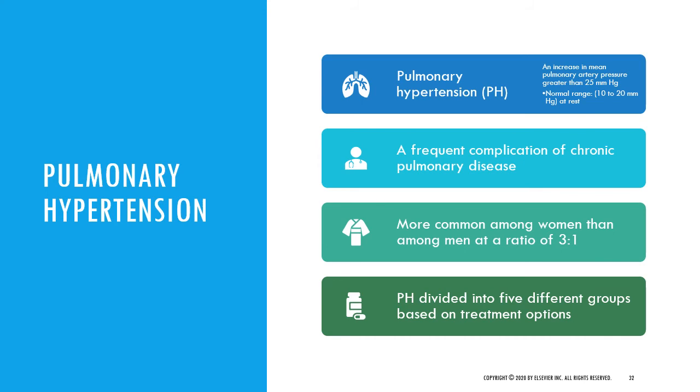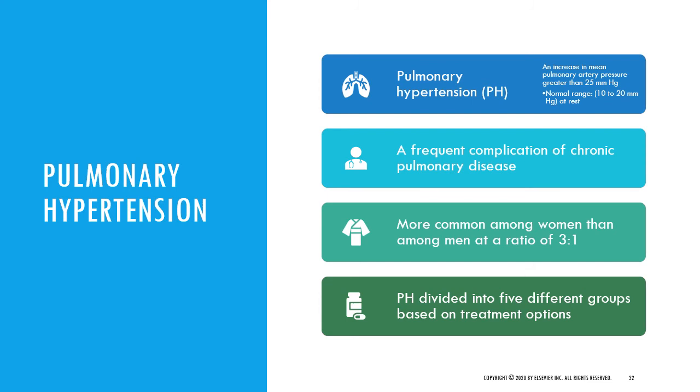So let's talk about pulmonary hypertension. Pulmonary hypertension is an increase in mean pulmonary artery pressure greater than 25 millimeters of mercury. The pulmonary system, of course, is an area of low pressure. The normal range is 10 to 20 millimeters of mercury at rest. Pulmonary hypertension is a frequent complication of chronic pulmonary disease. It is more common among women than men at a ratio of about 3 to 1.